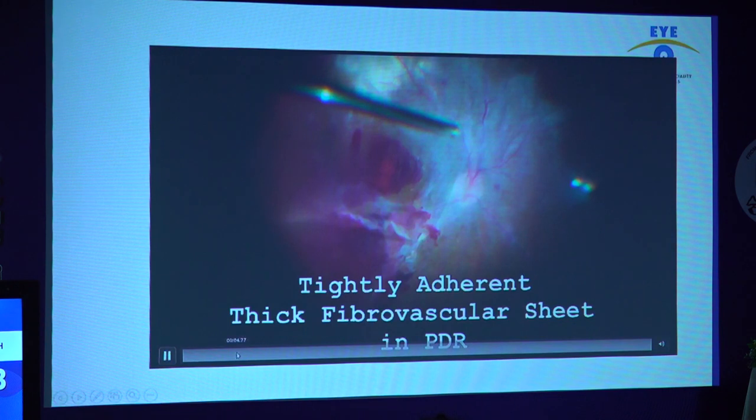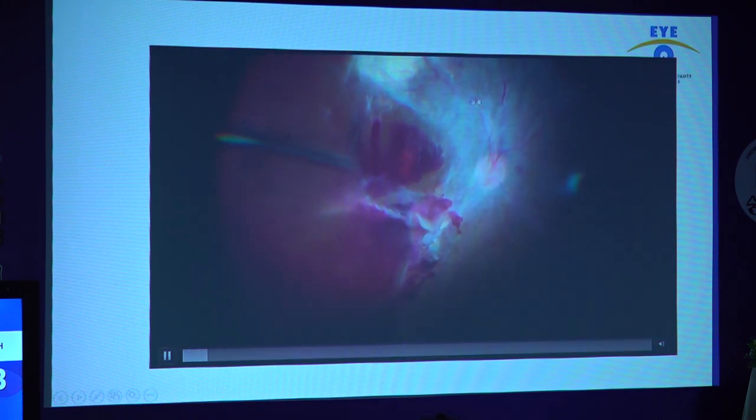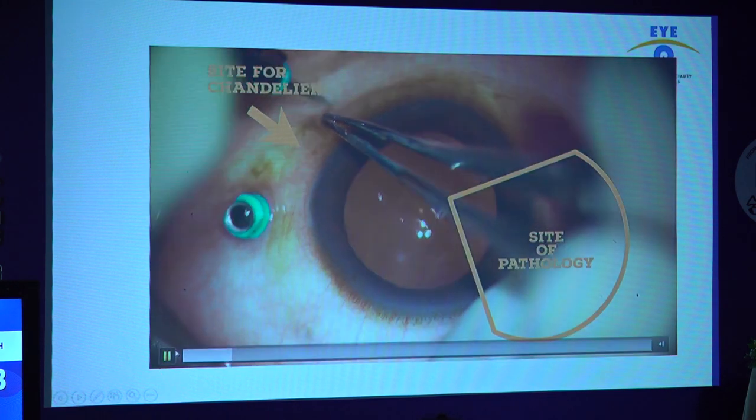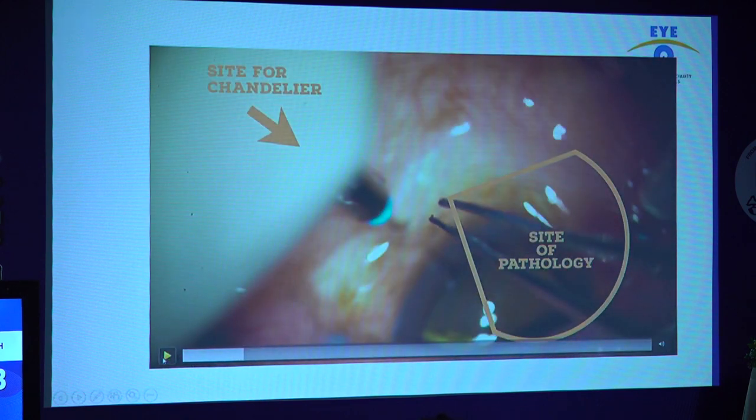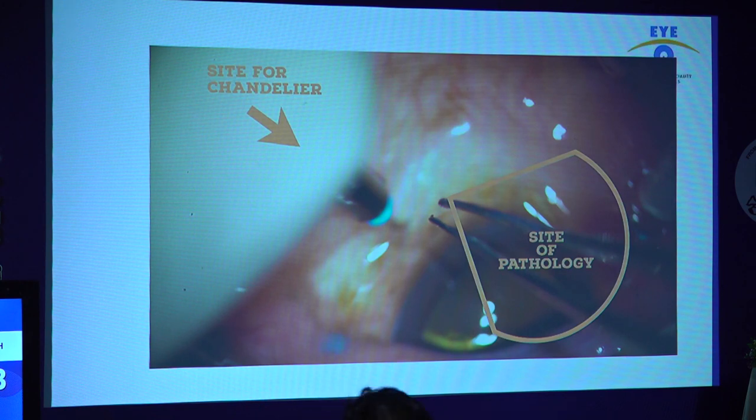This is another similar case. You see the thick fibrovascular sheet. And this is for the interest of fellows, how do you decide where to put the chandelier? This is again an important part. You put your three ports, put your endolite, and examine the retina and see where is your core pathology, where will be your main dissection. And just opposite, like in this case, it was in this temporal area. This is the right eye. So I am putting the chandelier diagonally opposite to that.